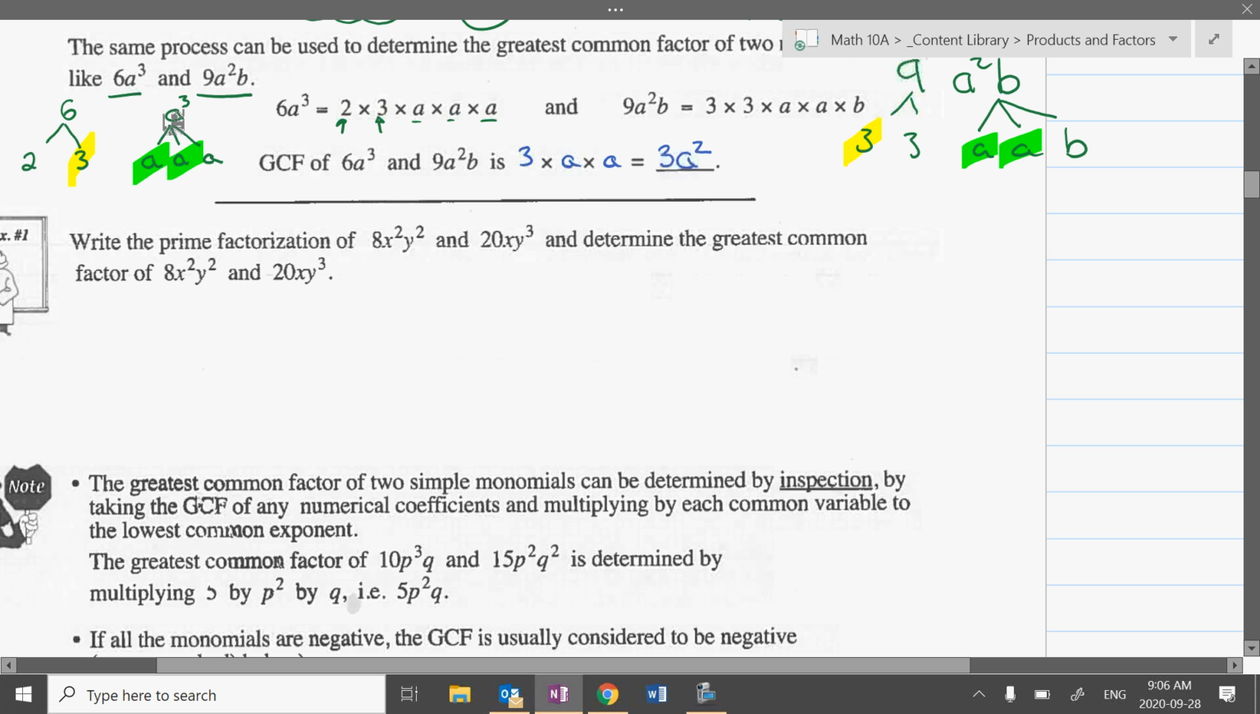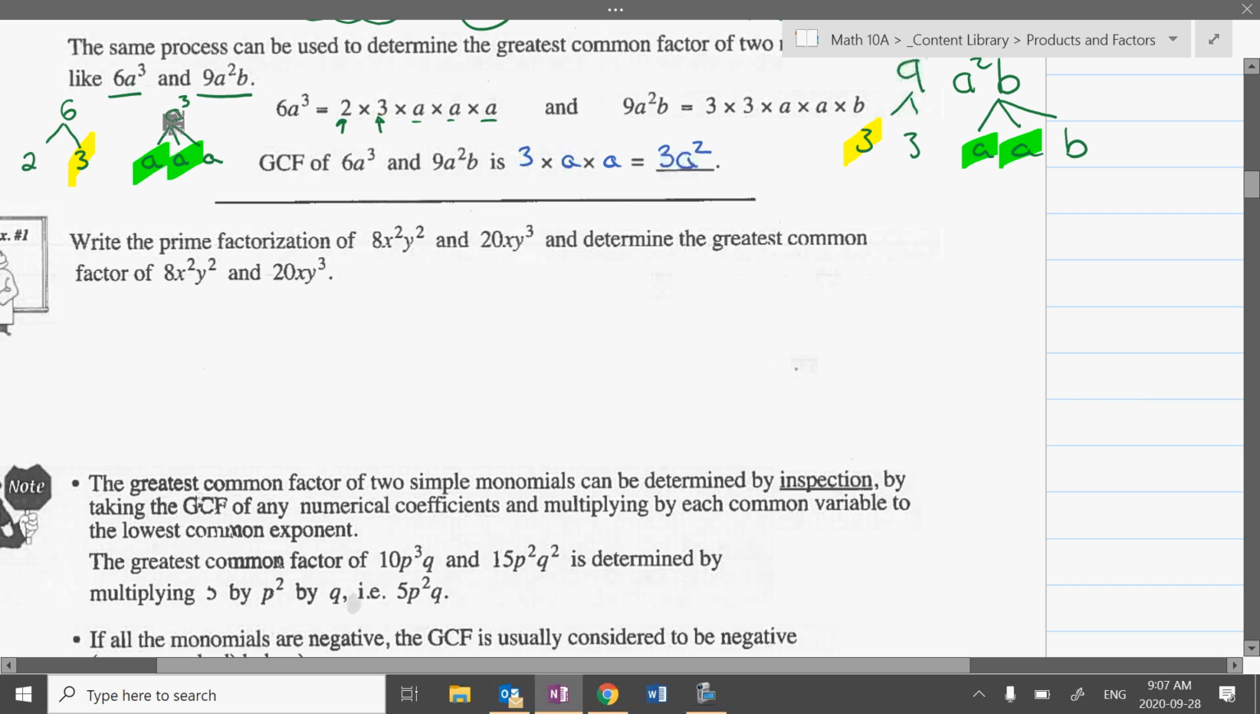So example 1: write the prime factorization of 8x squared y squared and 20xy cubed to determine the greatest common factor of the two. You can do this in a lot of different ways. You could do it just as a list or using factor trees. I personally think the factor trees are the easiest. A question like this, I don't care about the process you use to figure it out. If your multiplication skills are awesome and you can just look at this and know what's the largest number going to go into both of them, you can just do that.